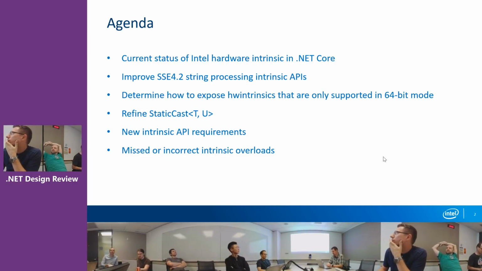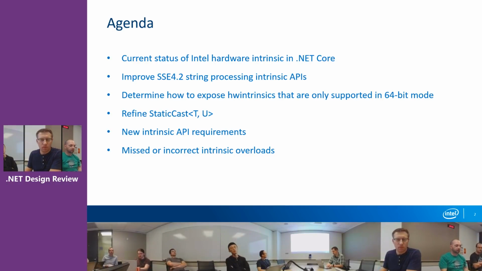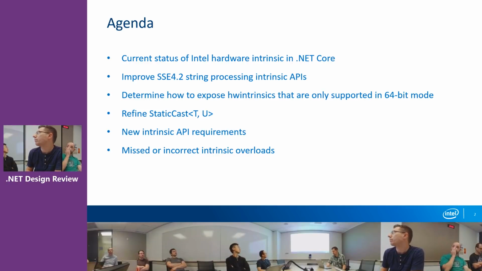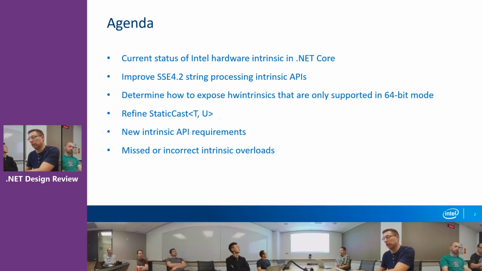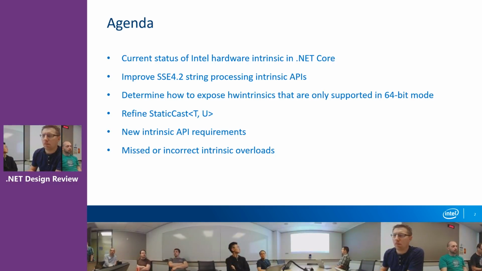Okay, first of all, I would like to go over the current implemented status of the Intel hardware intrinsic project in .NET Core, that some people may not be familiar with. And then I classified the API issues that we want to talk about today into several categories. And I think the first three items are more important, that may block our following work. I think we can go ahead to the next page.